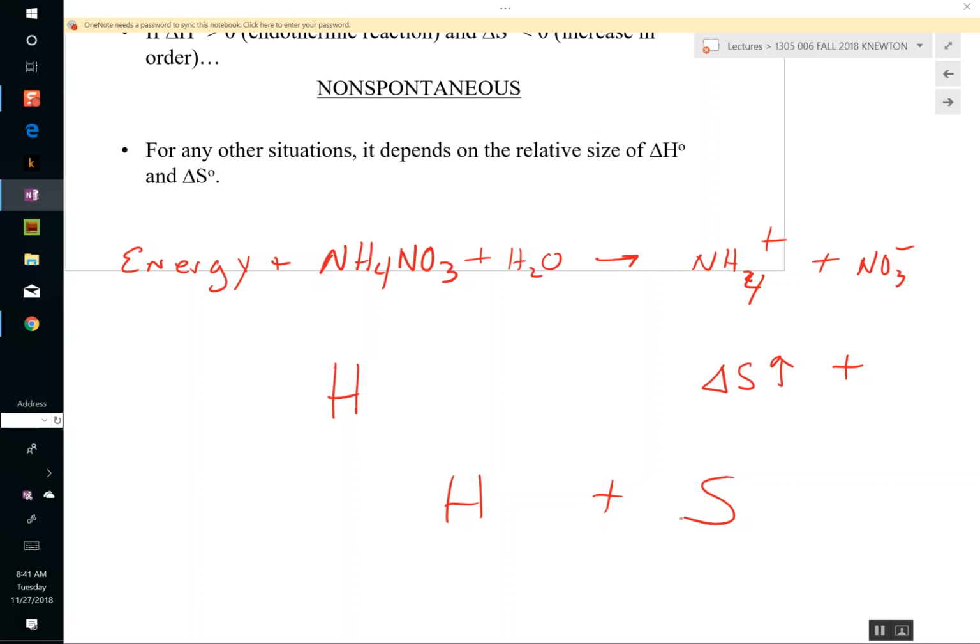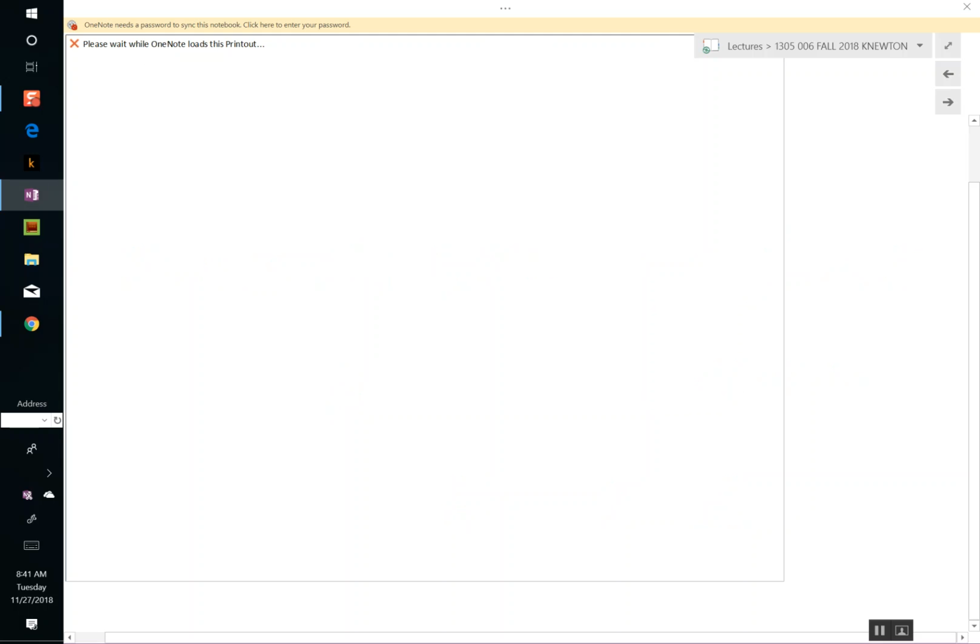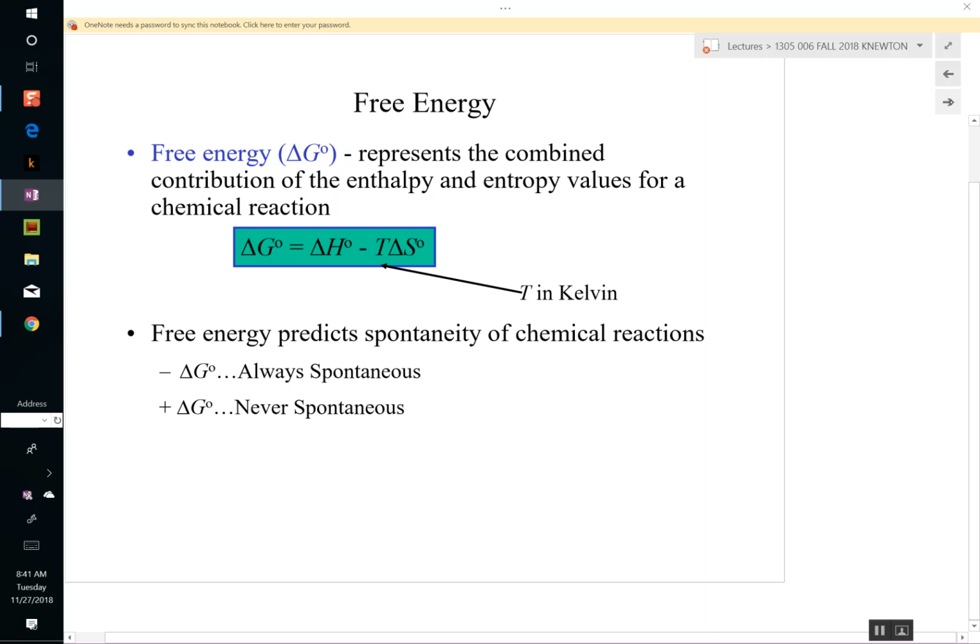Follow me? You can have one where it takes a lot of energy, but it's going to give you back a lot of entropy, a lot more random. And so that gets you to the Gibbs free energy equation. This is kind of the mother of all thermodynamic equations. Gibbs free energy. We could put Gibbs in front of this.